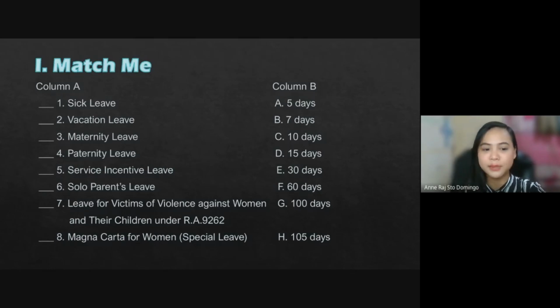And number 6, solo parents leave. Very good on all the answers. How many days for solo parents? For the solo parents, it's letter B. 7 days also. What about number 7? Leave for victims of violence against women and their children under RA 9262. What is the answer?